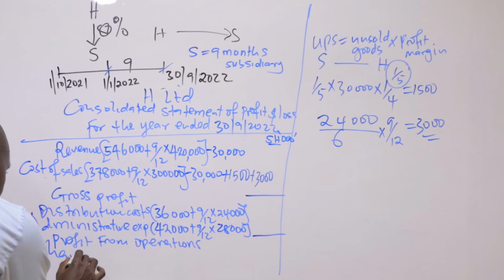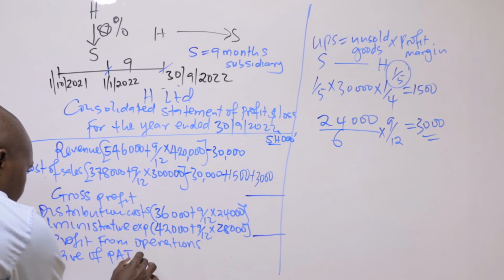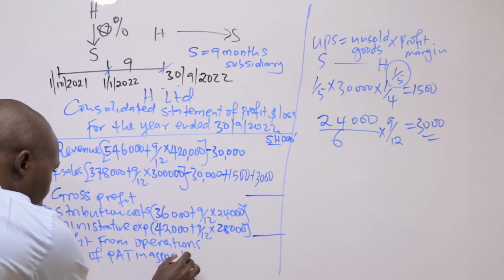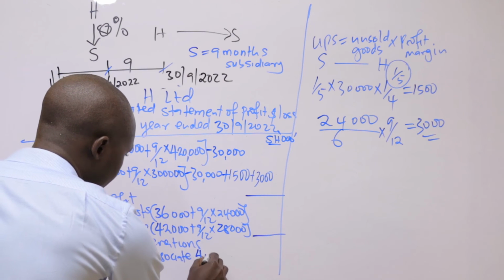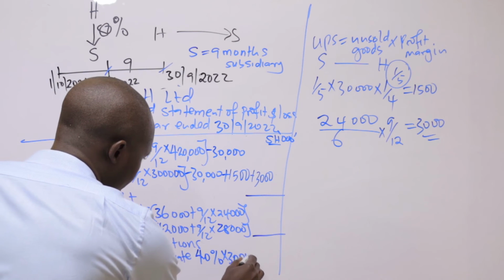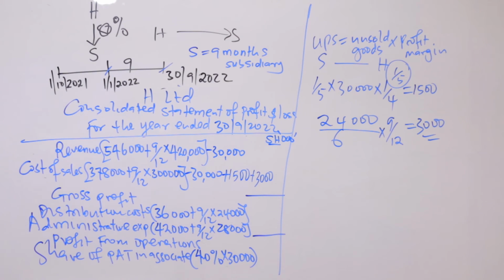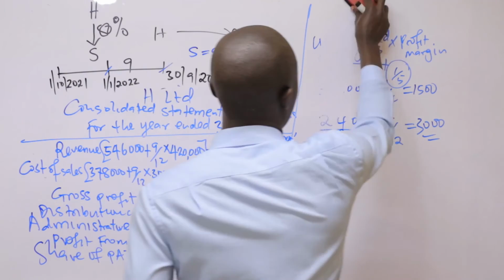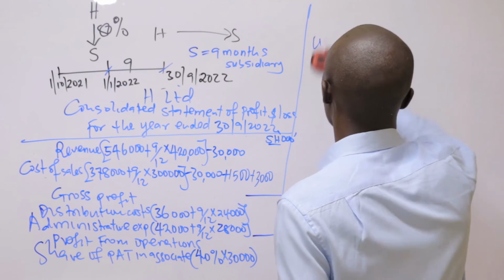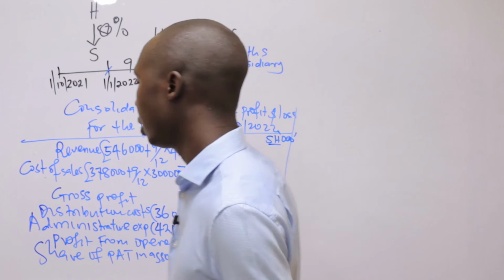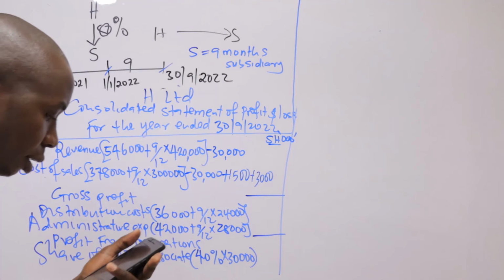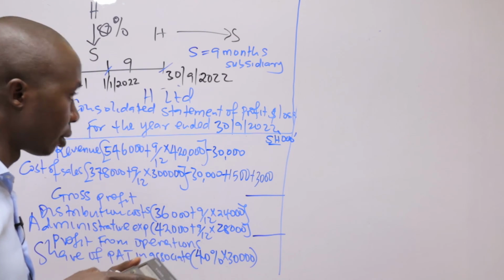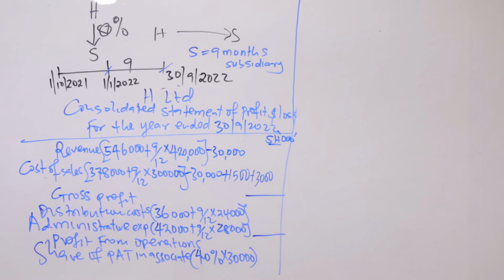So we come here and say share of profit after tax in associate. This associate was a 40% owned associate, so 40% of 30,000. That is the profit the parent will be entitled to from that associate as an income. After this, based on my question, what I can see next is the finance cost.